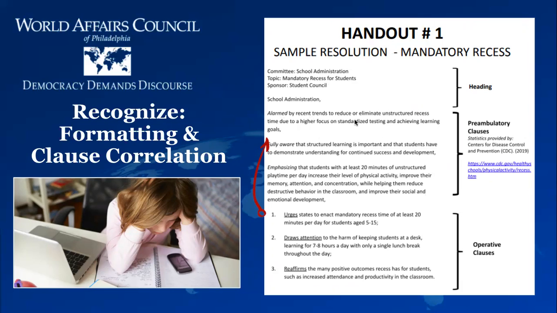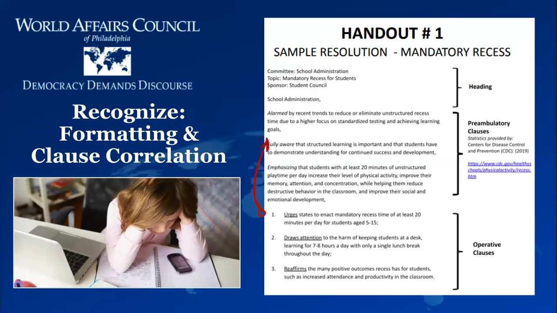Preambulatory clause number 1 is directly linked to operative clause number 1, in that operative clause number 1 presents a solution to the issue in preambulatory clause number 1. Operative clause number 2 presents a solution to the issue raised in preambulatory clause number 2, and the 3rd operative clause correlates directly to the 3rd preambulatory clause. So there is clause correlation between our preambulatory and operative clauses.